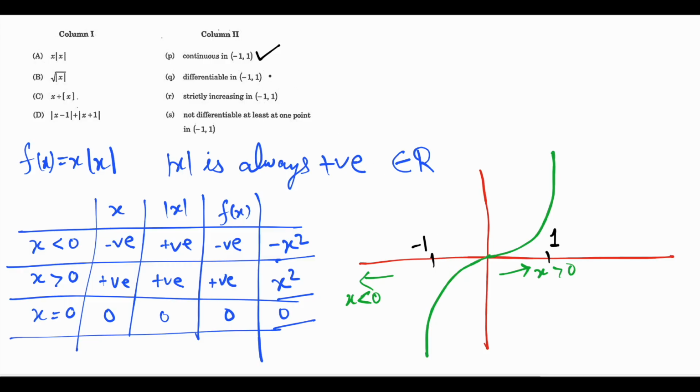For more insight, you can also check left hand limit and right hand limit at x equal to 0, and the function is differentiable between minus 1 and 1. For every differentiable function, it is also true that the function will be continuous as well. And between minus 1 and 1, we can clearly see that the function is increasing, strictly increasing, there are no dips. So we will be matching option A with P, Q and R.